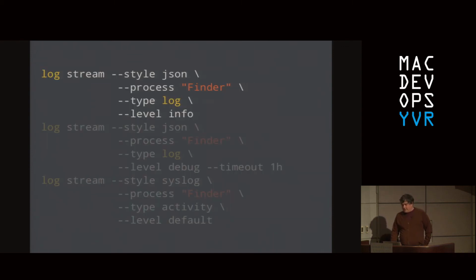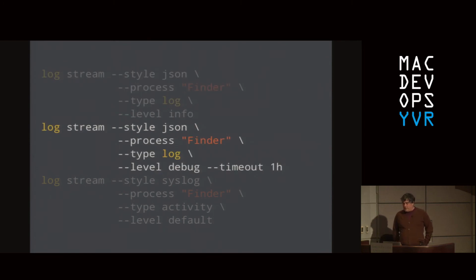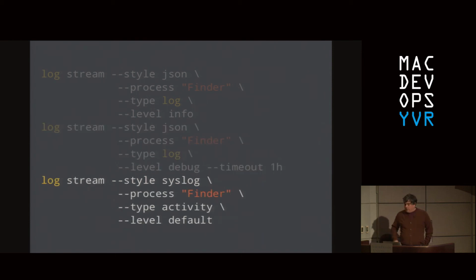The stream command is similar to show. The difference is it will display logs in real time. To continue the theme with the Finder, in this example, we're streaming info level logs related to the Finder and showing it as JSON output. Here we're using the timeout value to limit the stream to 1 hour, so it'll stop after that amount of time. And finally, we can look at the activity in the syslog format as well, changing the log level to activity, or the type to activity.